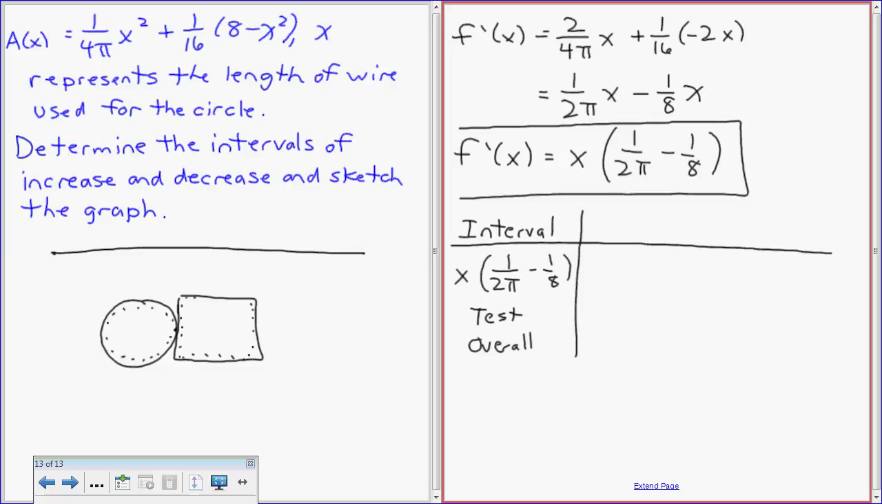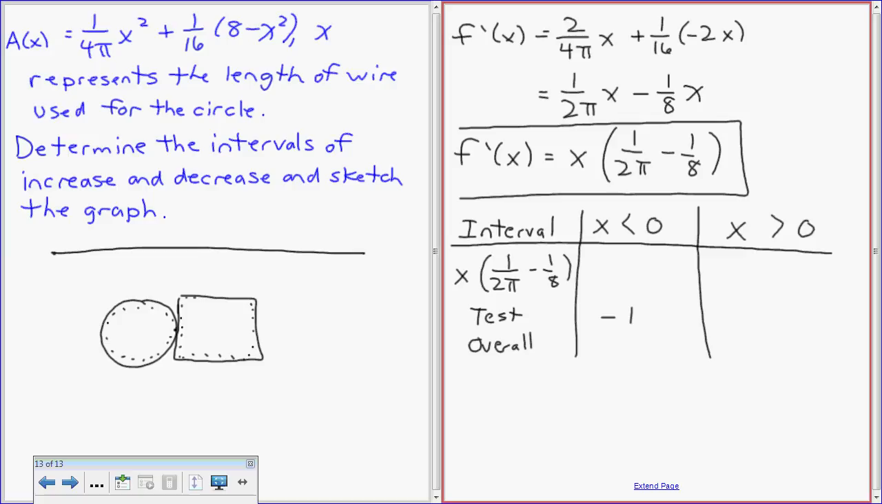When is f prime of x equal to 0? When x equals 0. So we're going to have x is less than 0, and we're going to have x is greater than 0. Let's see. So, negative 1, we're going to use negative 1 times that. Now, here's the thing.